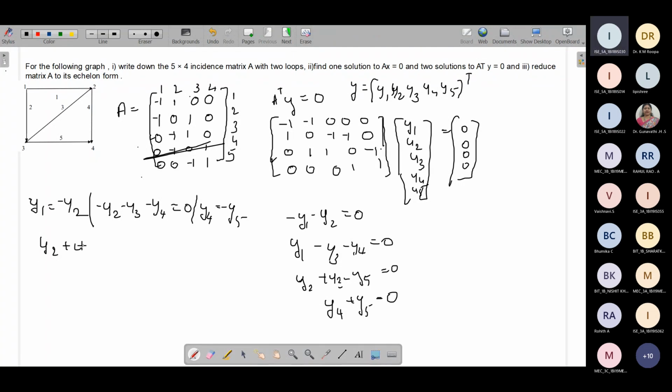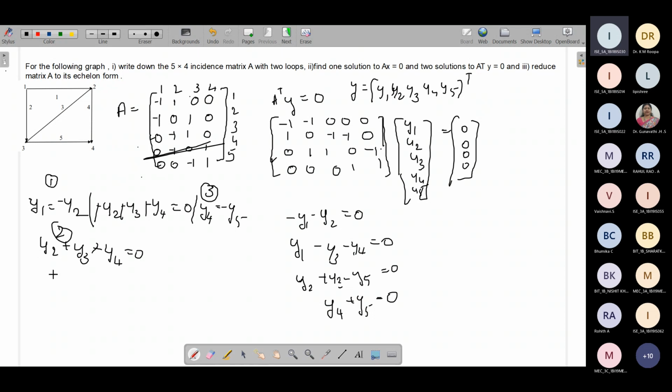So we'll get it as y2 plus y3. Instead of minus y5, we'll write plus y4 is equal to 0. So we can see this and this equation are same. If we cancel these minus signs, both equations will be the same. So finally we'll get 3 equations. This is equation 1, equation 2, and equation 3. So finally, 3 equations we'll get.